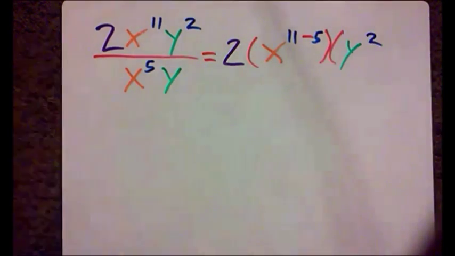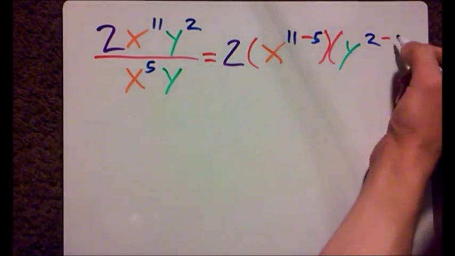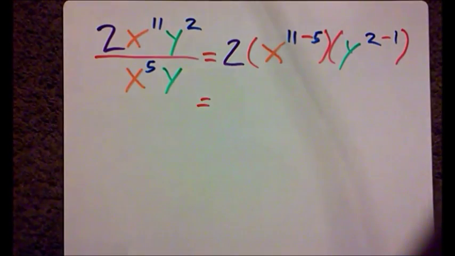Now we've got to divide the variables. X to the power 11 divided by x to the power of 5 is x to the power of 6. And y squared divided by y is y.